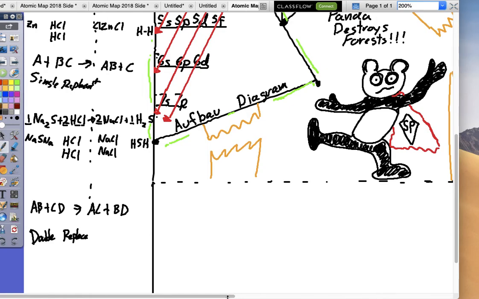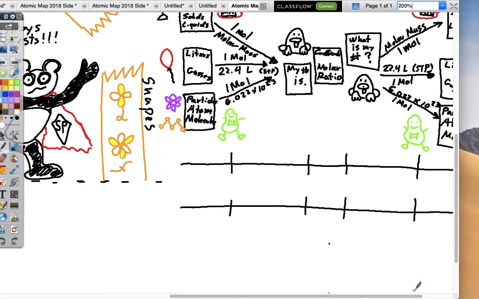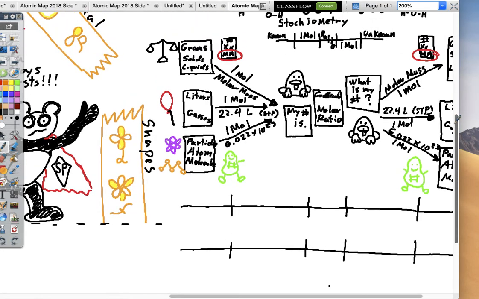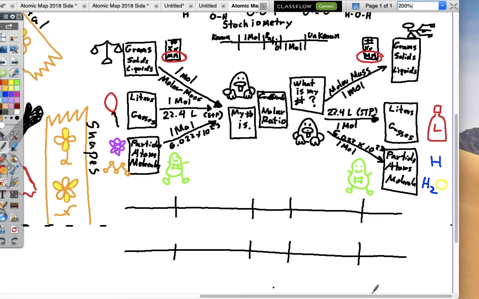Hey. Super Panda. Hey, it's the moles. Hey, it's the avogadros. For deforestation. Alright guys, here we go.